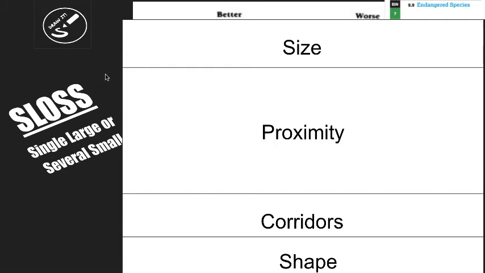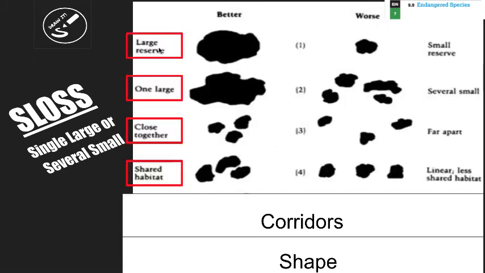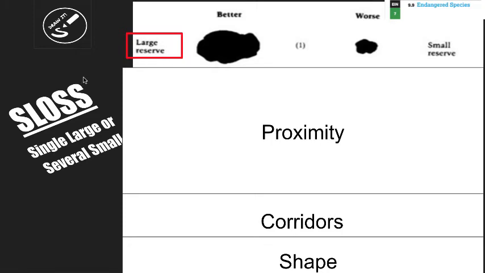So size is the first thing. So we ask ourselves, what's better as far as conservation goes? We want to look at a large being better than a small reserve. So a large reserve wins. More resources and more habitat availability is the main reason.